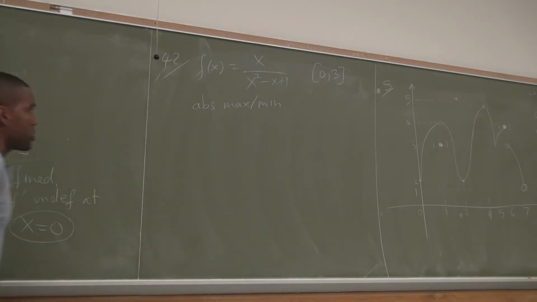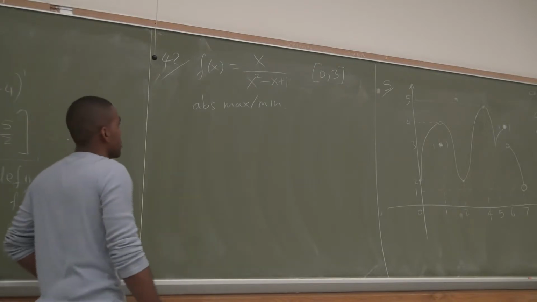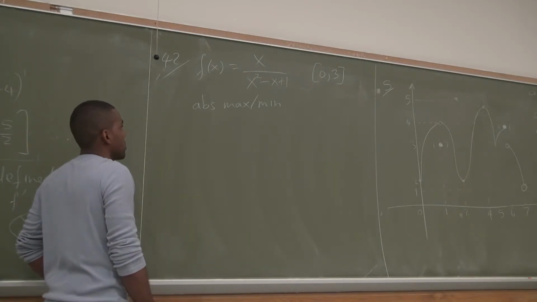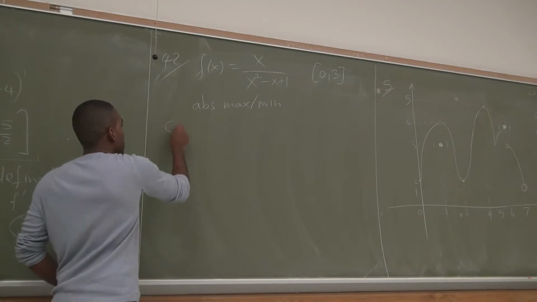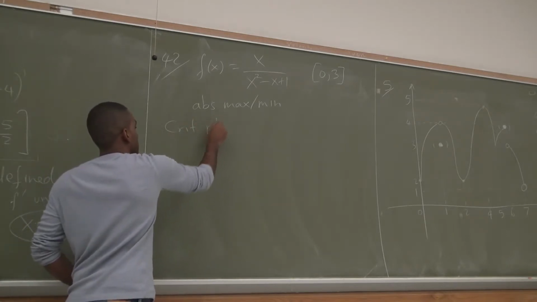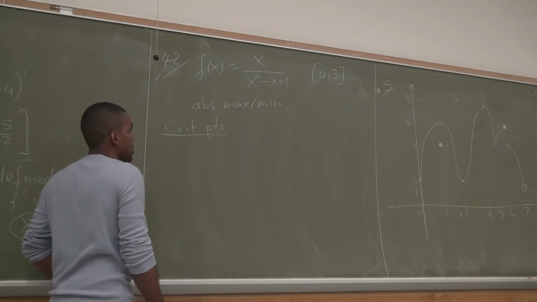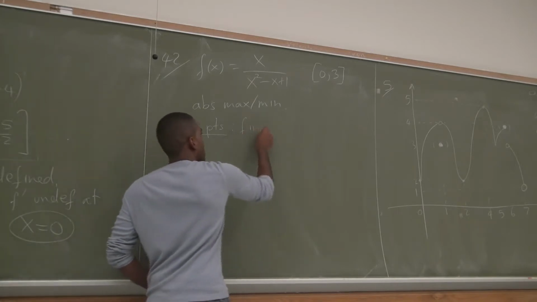Okay, so how do we find absolute maximum? There was a whole method to this. So we find the endpoint values and then we find the critical points. All right, so let's work on critical points first. So we need to find f prime.